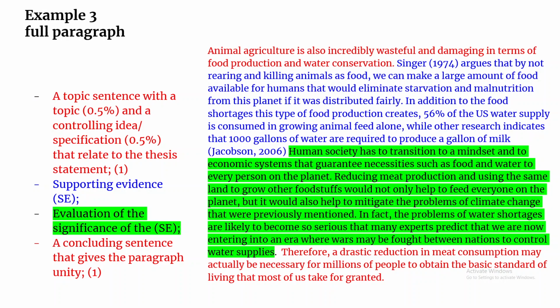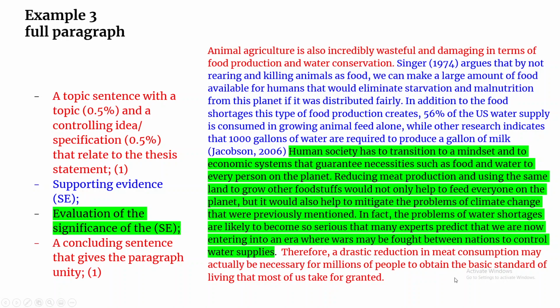So let's move on and look at a third example paragraph. So again, you can stop the video now and think about which main topic and which controlling idea appear again in the final sentence. So the main idea is animal agriculture. In the final sentence, meat consumption. And we can see that the controlling idea is in terms of food and water conservation. So it's wasteful and damaging in terms of food production and water conservation.